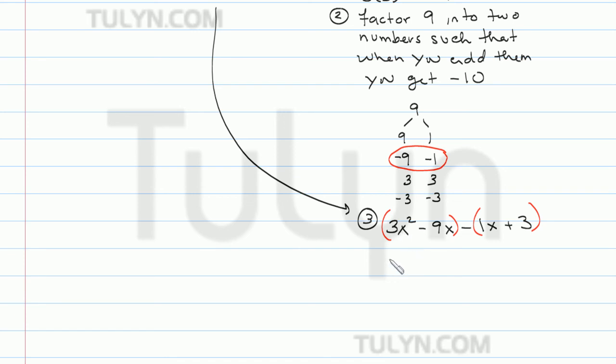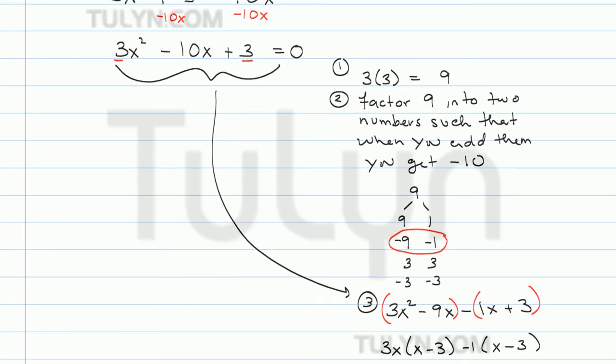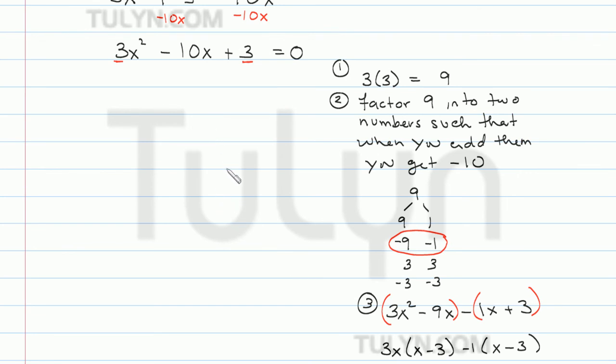For the first term, we can factor out a 3x, and what's left is x minus 3. And then for the second term, we can factor out a negative 1 to get x minus 3. Now notice that there's an x minus 3 on both of them. So factoring that out, we get 3x minus 1 times x minus 3. Going back up here, we have that 3x minus 1 times x minus 3 is equal to 0.